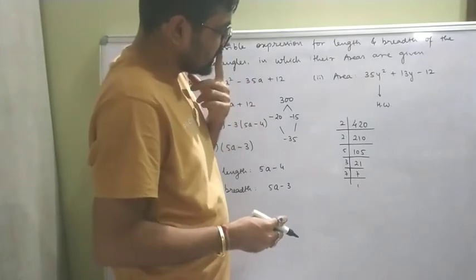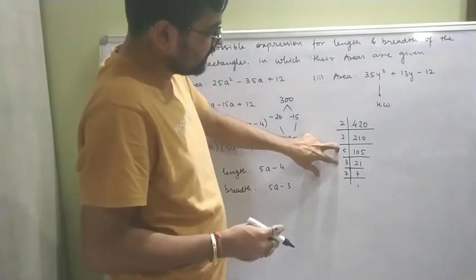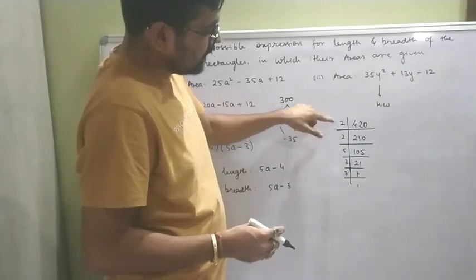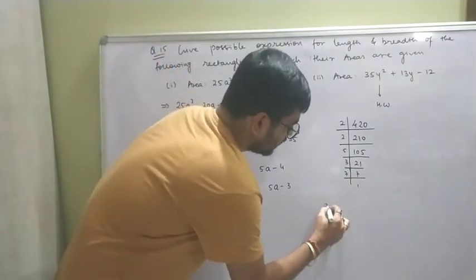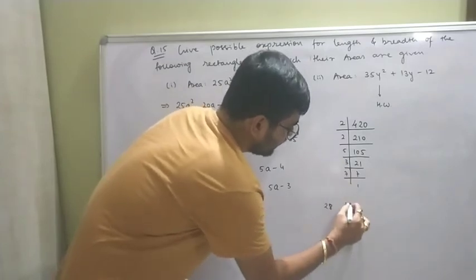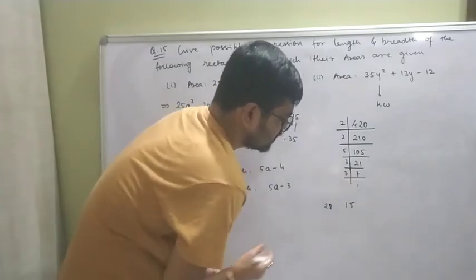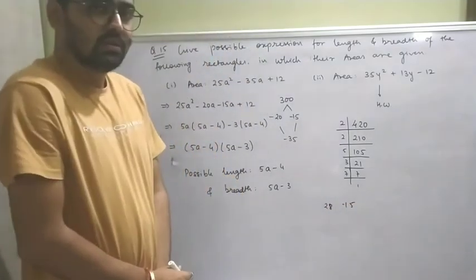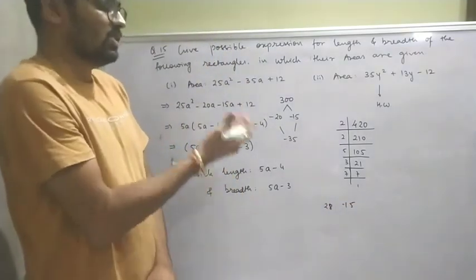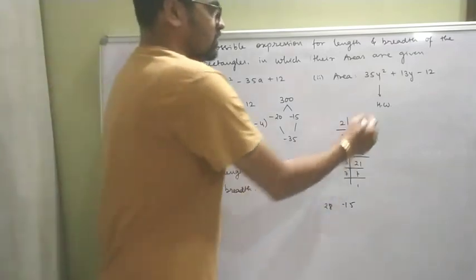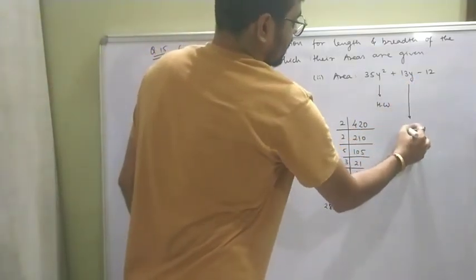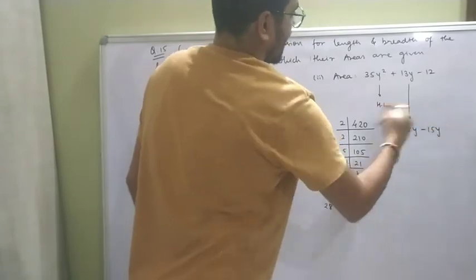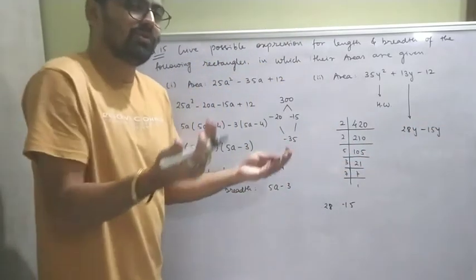13 पे कैसे पहुंचेंगे? तो 5 3s are 15. Correct. 7 2s are 14. 14 2s are 28. One of them is 28 and 15. So what happens? Yeah, definitely 28 minus 15 will get the answer. 28 में से 15 minus करो, you will get 13. Correct. So you have to write this term as 28y minus 15y. आगे पीछे वाली same, take the common, you will get the answer.